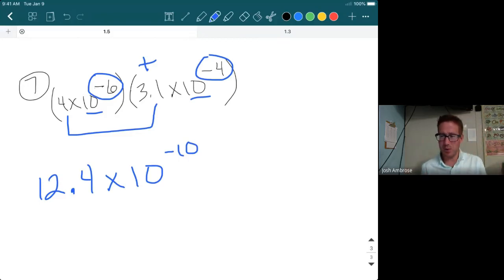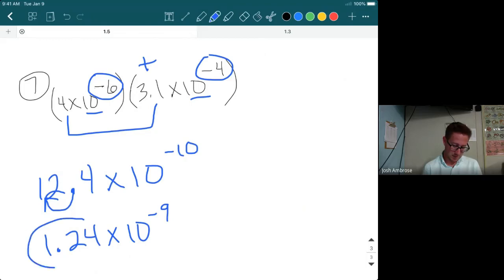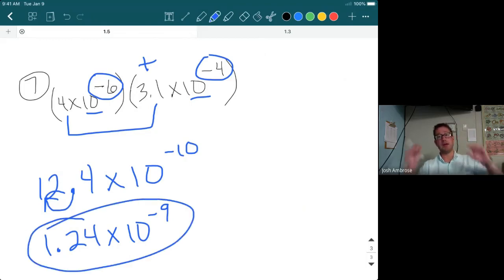One last step. What are we missing here? That decimal has to be moved to the left. So in other words, we're going in the positive direction. So 1.24 times 10. Now a -10, but if you move in the positive direction, you're now looking at a -9. And there we go.